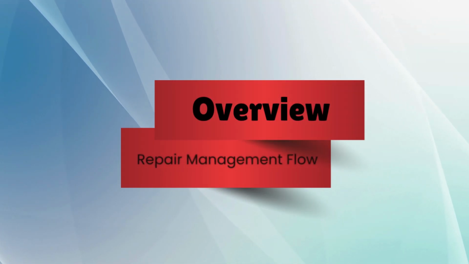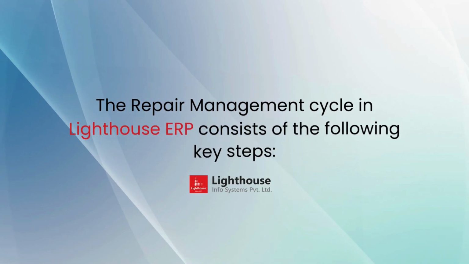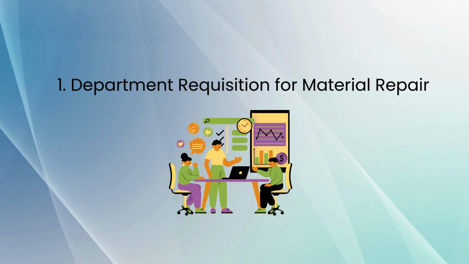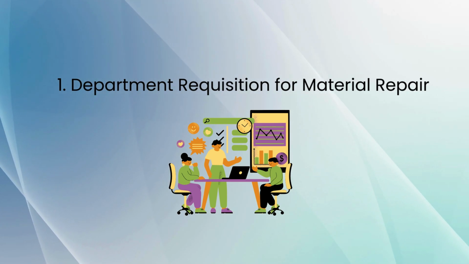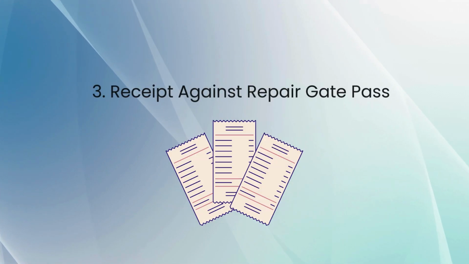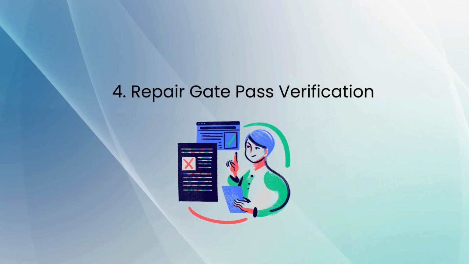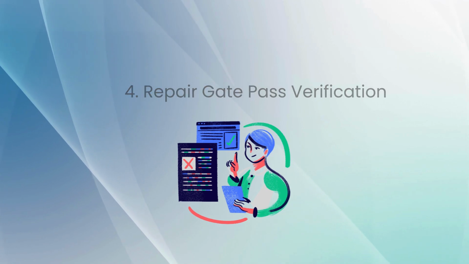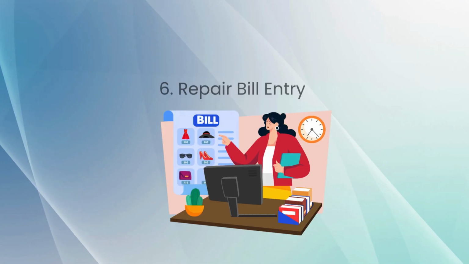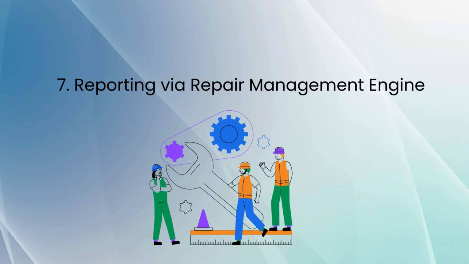Overview: Repair management flow. The repair management cycle in Lighthouse ERP consists of the following key steps. 1. Department requisition for material repair. 2. Repair gate pass generation. 3. Receipt against repair gate pass. 4. Repair gate pass verification. 5. Issue of repaired material to department. 6. Repair bill entry. 7. Reporting via repair management engines.